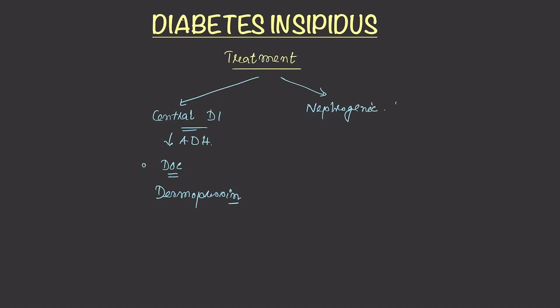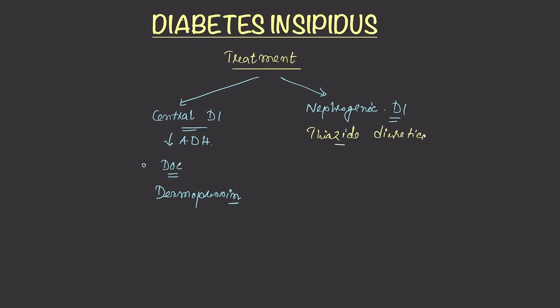Whereas in nephrogenic diabetes insipidus, ADH is somehow not able to act over the ADH sensitive cells at the distal convoluted tubule and the collecting tubule. Here, as the treatment of choice, we give thiazide diuretics. So keep it in mind that in nephrogenic diabetes insipidus we give the patient thiazide diuretics.